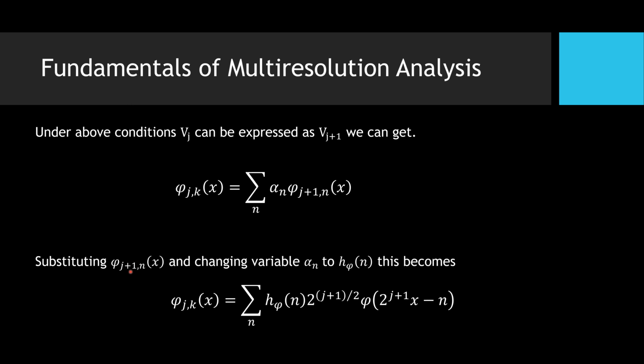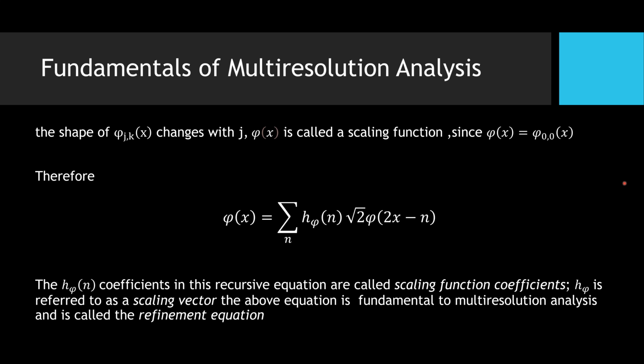Substituting, we know psi of j plus 1,n of x can be written in this format, that is 2 power (j plus 1) by 2 into psi of 2 power (j plus 1) x minus n. We have simply substituted here, and this alpha n we have represented with h phi of n. Here h phi of n are the coefficients in this recursive equation, also known as the scaling function coefficients. And h phi of n is a vector of the scaling function coefficients known as the scaling vector.